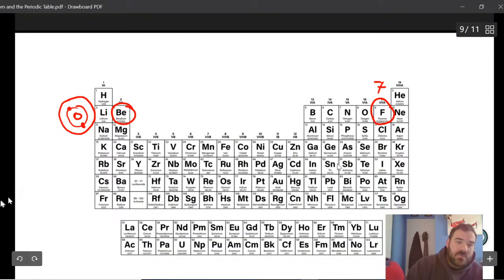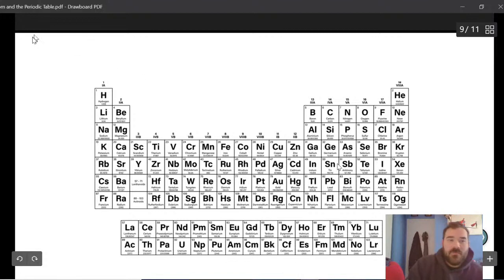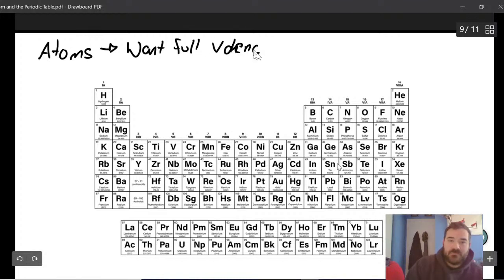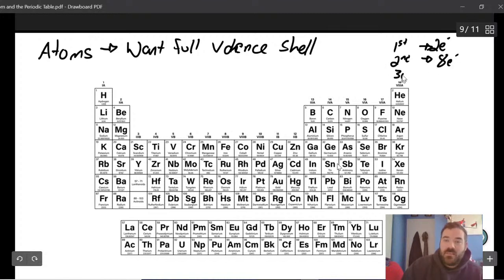So let's move down to our periodic table and let's discuss the tendency for atoms to have a full valence shell. Atoms are really only at their happiest when they have a full valence shell. And we know that the very first shell has a total of 2 electrons, the second shell has a total of 8 electrons, and the third shell has a total of 8 electrons as well. So an atom is only happy when its outside shell is full.